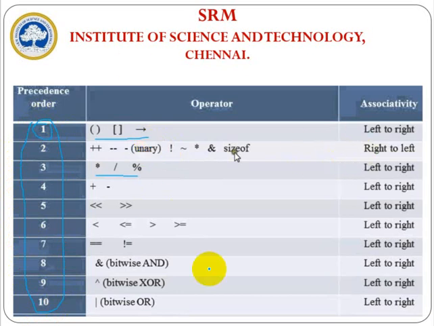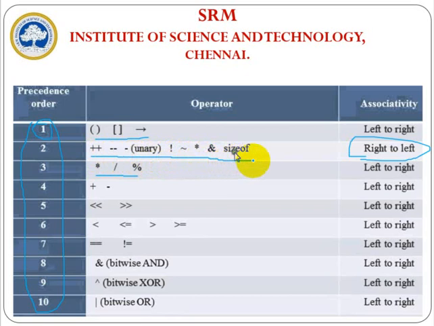There is also associativity. Brackets are always performed from left to right, and the unary operators are always performed from right to left. Just keep this in mind; the rest are all left to right. The right-to-left associative ones are the unary operators, not, negation, pointer, address, and sizeof.